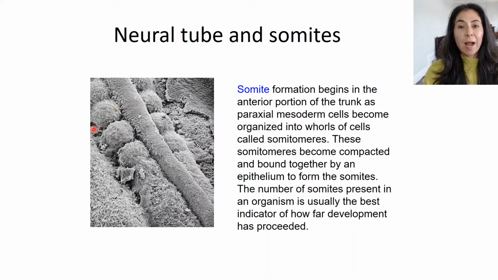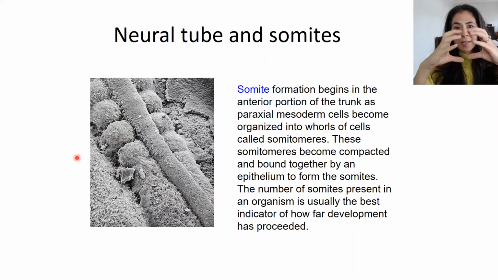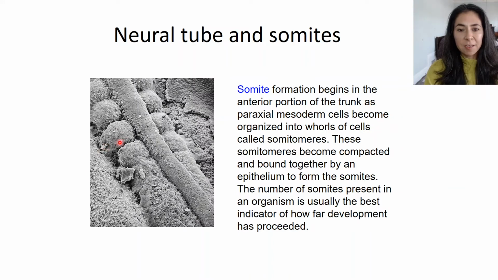So the somite formation begins in the anterior portion of the trunk. These things called paraxial mesoderm. Paraxial mesoderm is just like a big chunk of semi-undifferentiated mesoderm. So it's already gotten to be mesoderm. It's paraxial. It's on the sides of the notochord. And now it's going to get organized into these somitomeres, like down here. So they're kind of like lumps. And then they get compacted and bound together by an epithelium to form the somite.